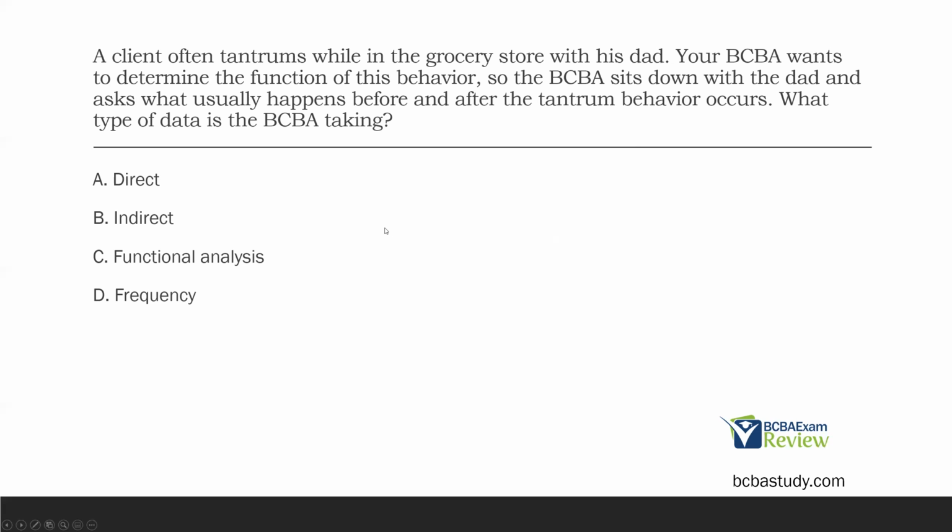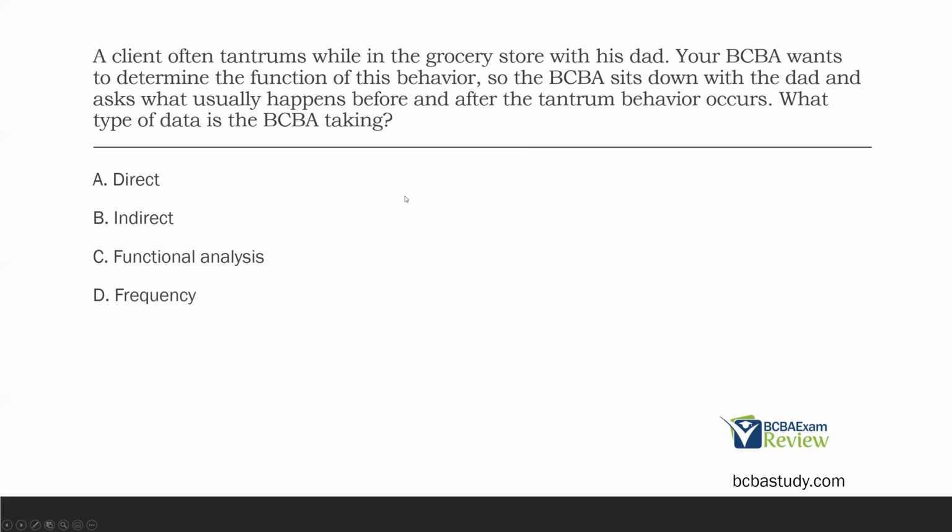So two main things are coming to mind, right? The first is I'm thinking indirect data, right? Because what are we doing? We're interviewing the dad. We're not looking at the client tantrum. Second, I'm thinking ABC data. Before and after, we're talking antecedents, consequences. So going into the answer choices, this is what's in my head. That's my thought process. That's what I'm looking to choose.